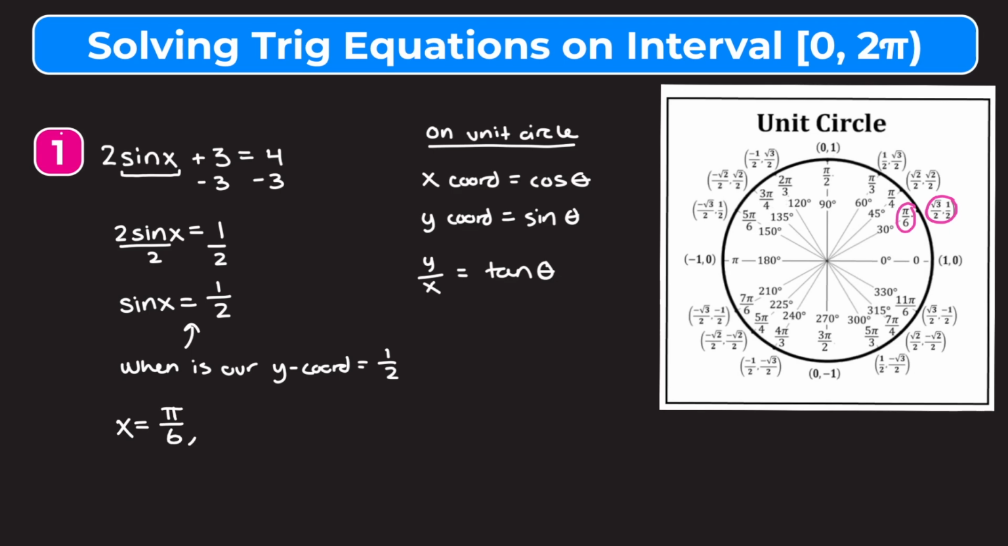So we go over to our unit circle and we look. Right here, we have a positive 1/2 as our y-coordinate, and our angle is 5 pi over 6. And those are our only two answers. There's no other positive 1/2 y-coordinates. So we get x is equal to pi over 6 and 5 pi over 6 as our answer. Let's go through some more examples.